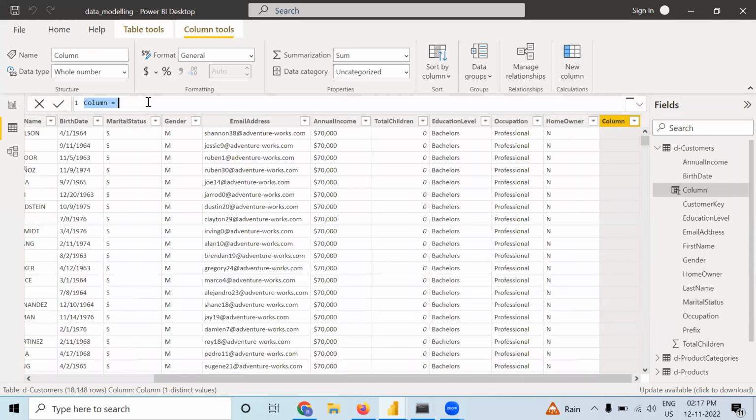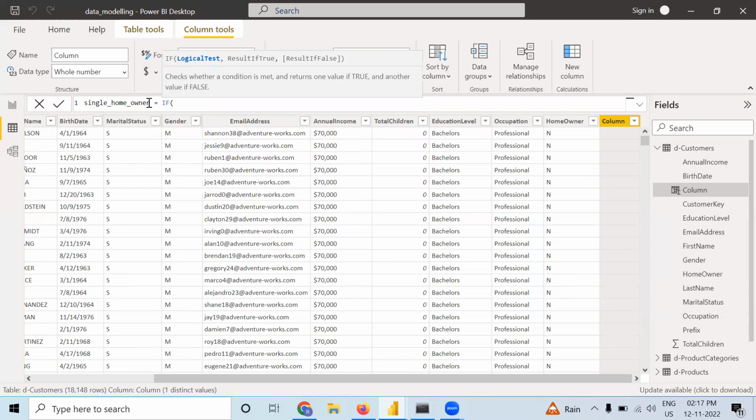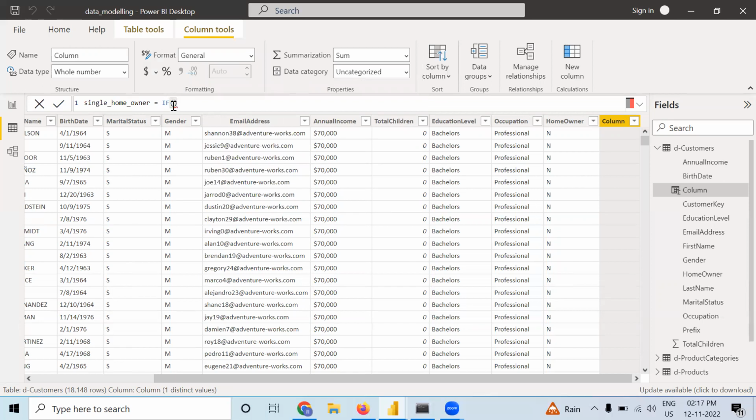So here the new column appeared. I can give any name to the column. I am naming it single home owner, is equal to. Now I will be using the IF statement. Within the IF brackets I have to put all the required things. The first condition is that the person is not married: marital status is equal to S.